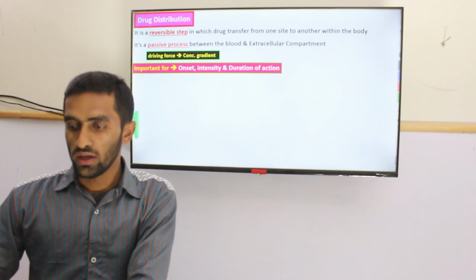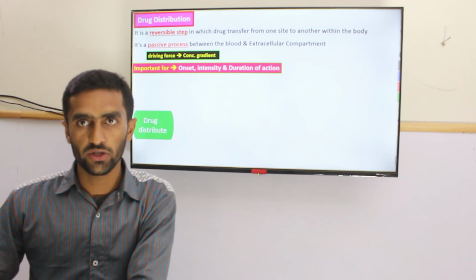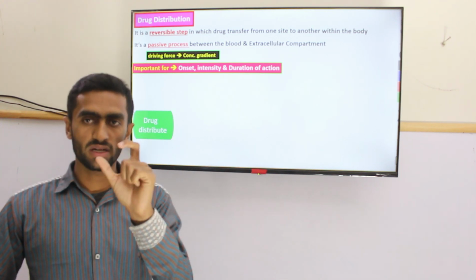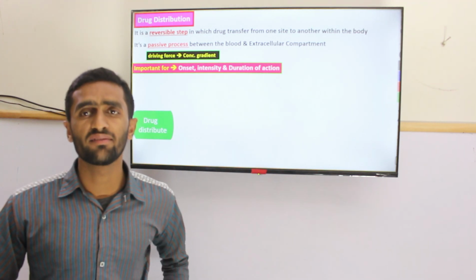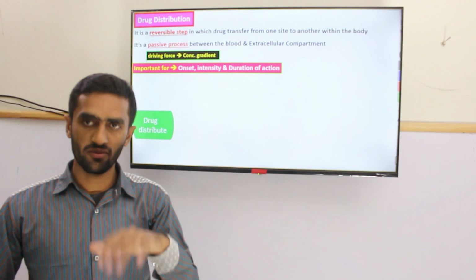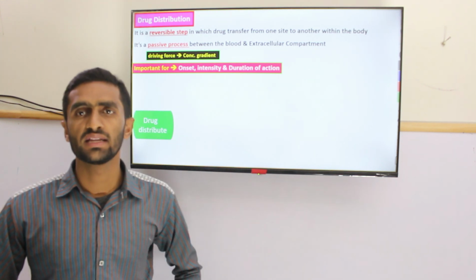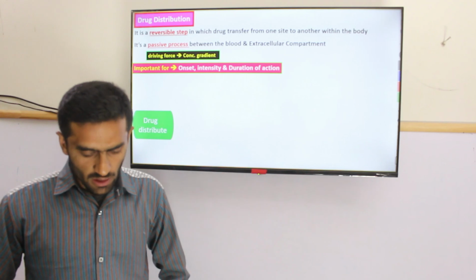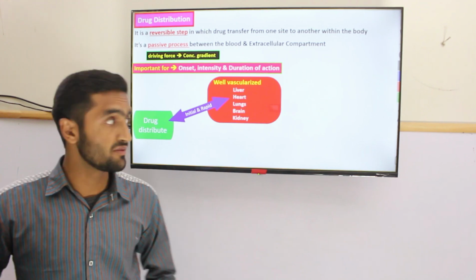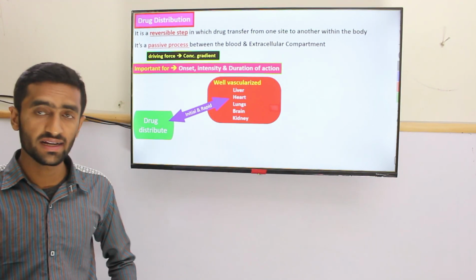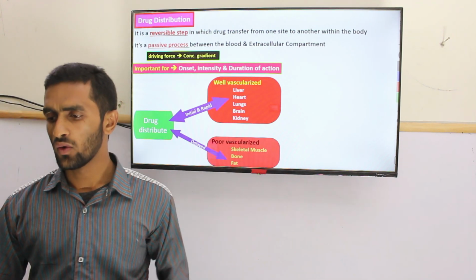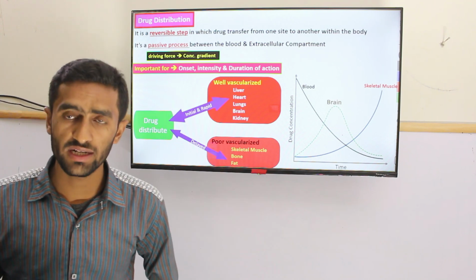Now if you look at drug distribution, it's not distributed equally, just as blood is not distributed equally. Those organs which have more blood supply will take more drug, and the parts with poor vascularity have less drug. Let's see what those organs are. Initially the drug rapidly goes into the well vascularized organs: liver, heart, lungs, brain and kidney, while it is delayed in going to the poorly vascularized ones: skeletal muscle, bone and fat. As mentioned, it totally depends on the blood.